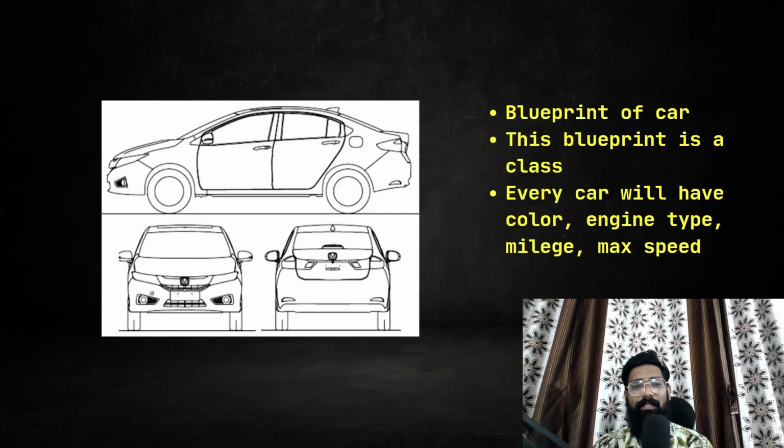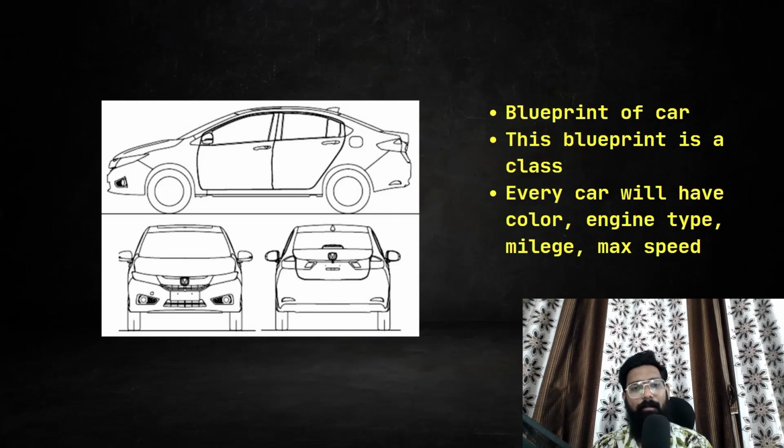Then each Honda City will have some engine type that can be petrol, diesel, or CNG. Each Honda City will have some passenger capacity, like 4 or 5 or so on. Similarly, each Honda City has some dimension, maximum speed, and mileage. A few things are changeable and a few things are not changeable.